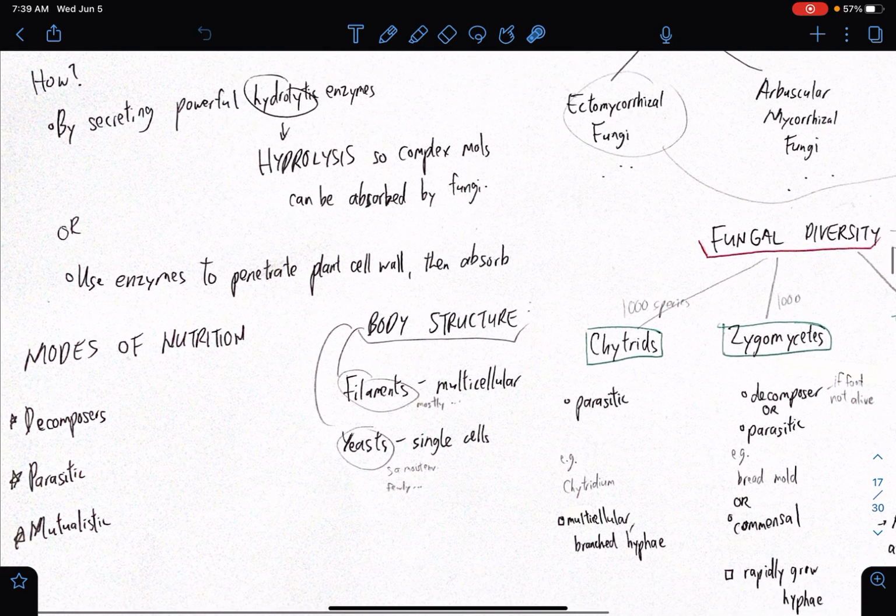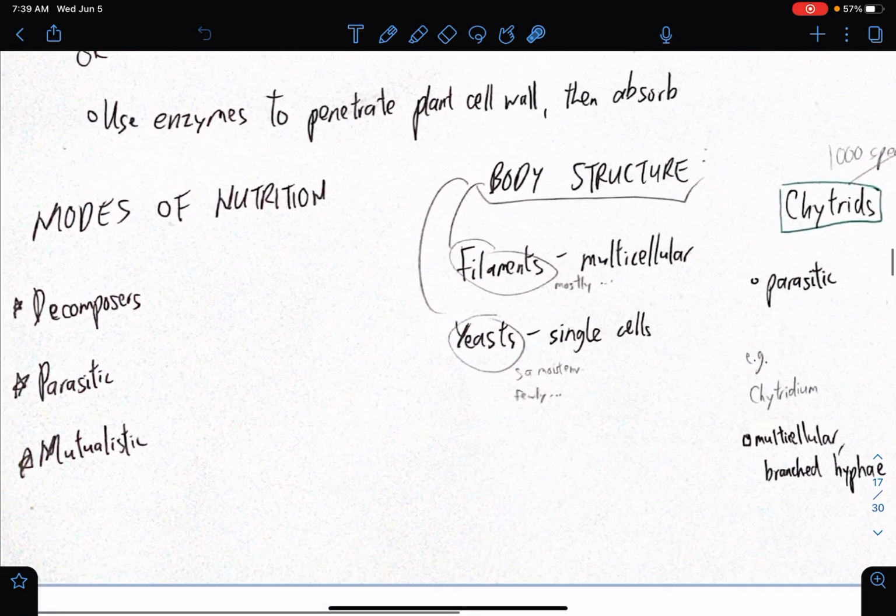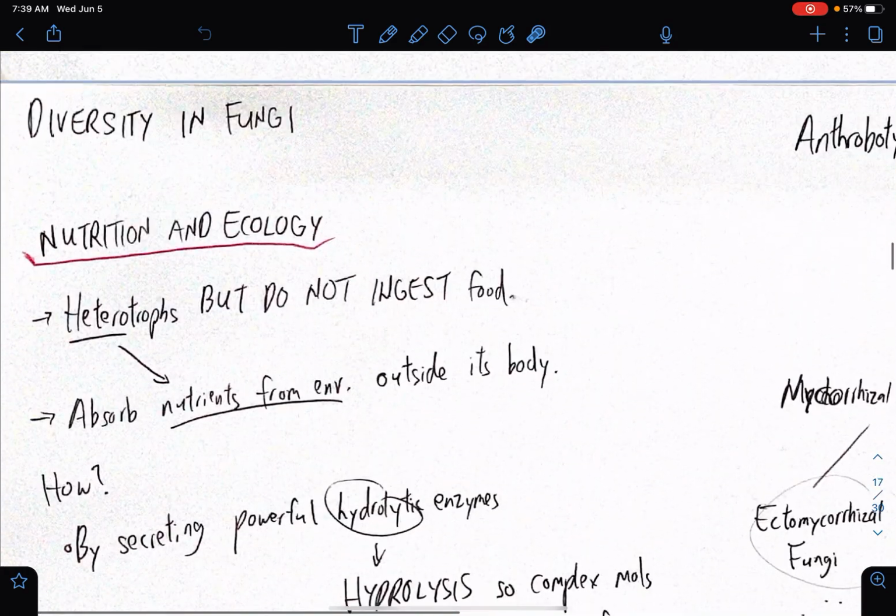So, what are the modes of nutrition for fungi? Certain species are decomposers. Some of them are parasitic. Some of them are mutualistic. By parasitic, we mean they get their nutrients from a different organism, usually an animal or a plant, perhaps a gymnosperm, a tree, a branch. They benefit, but at the same time, that species, whether an animal or a plant, doesn't get any benefit from it. Actually, it's being harmed by the parasitic fungi.